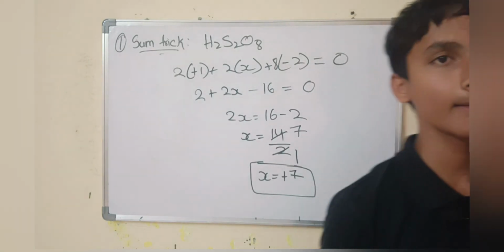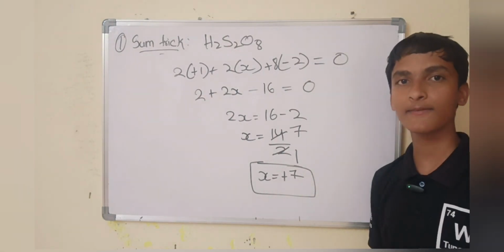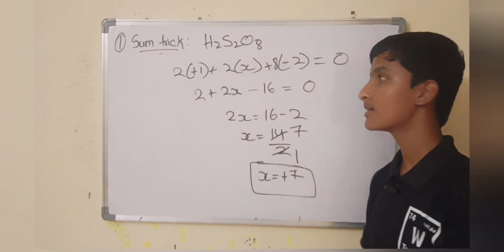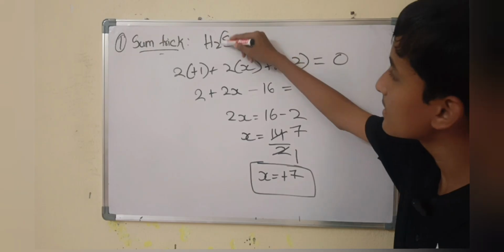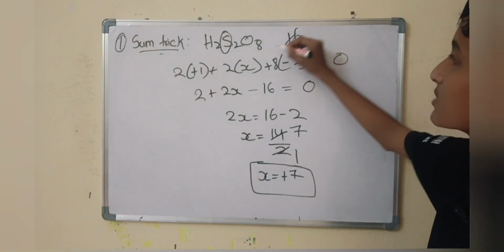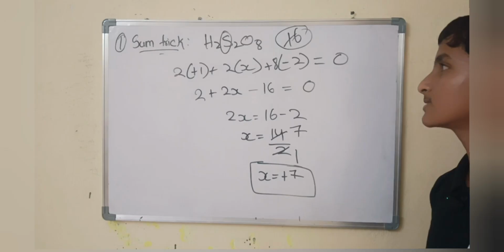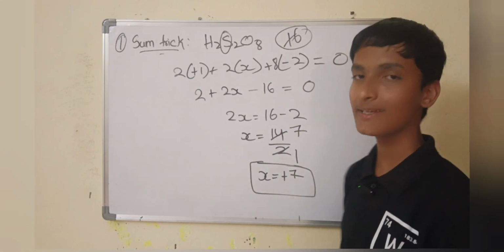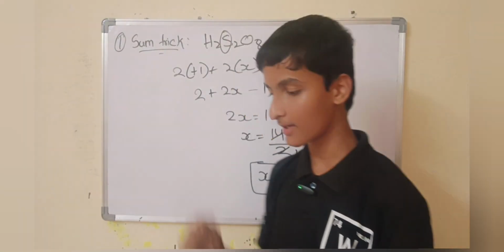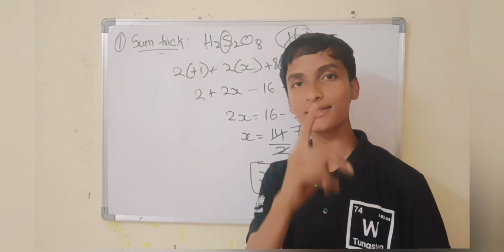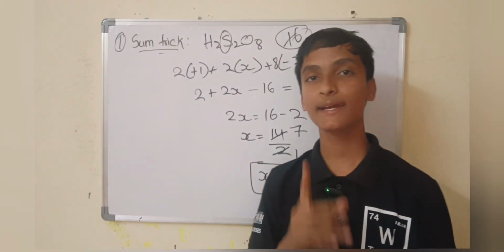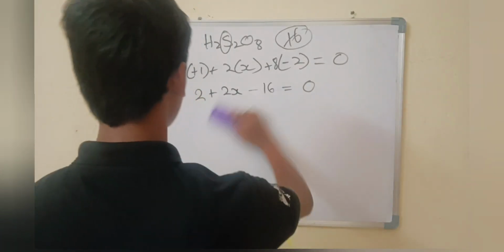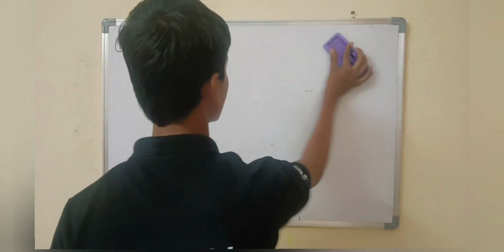Most people will think, Samir, we got the answer +7. Then you ask why the sum trick is not applicable for H2S2O8. Actually, the oxidation number of sulfur in H2S2O8 is +6. But we got +7. That's why the sum trick is not applicable. But it is applicable for the structure trick. Among the 5 tricks, the second trick is the structure trick. I will explain that also. First, I am telling 2 examples again for the sum trick.